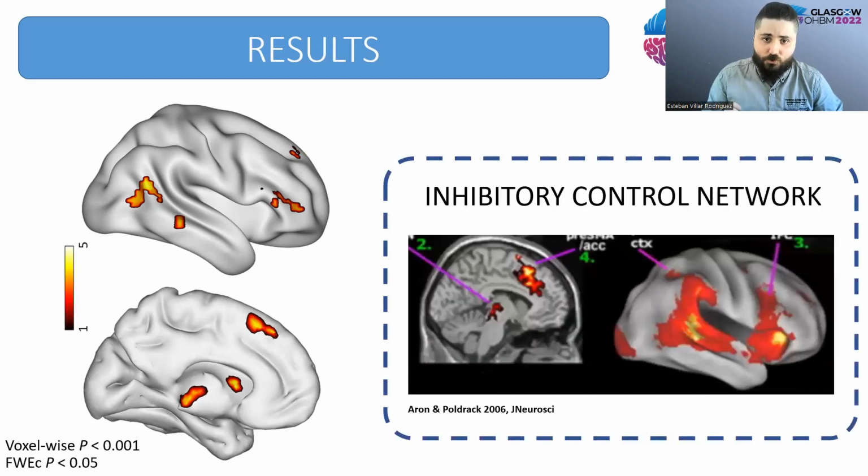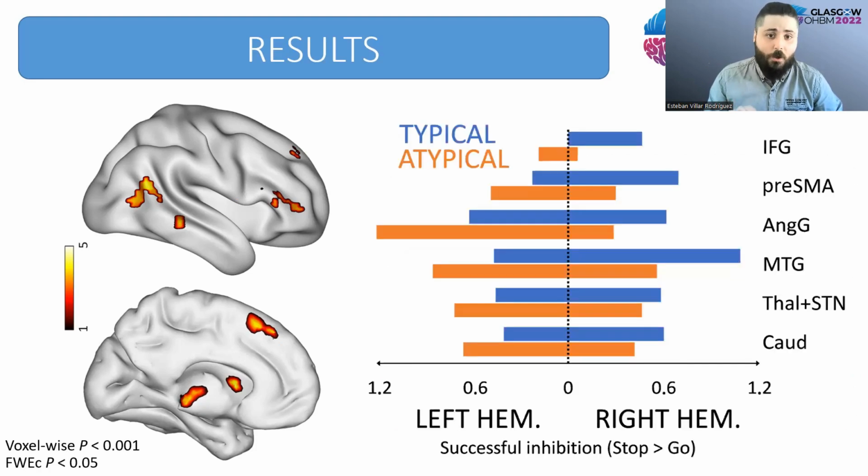These clusters correspond surprisingly well with previous descriptions of the inhibitory control network. For reference, here we have the mapping by Aron and Poldrack that I presented to you earlier. Similarity, as you can see, is pretty impressive. But we still need to know the direction of these asymmetry differences. For this, we have to take a look at the following graph.